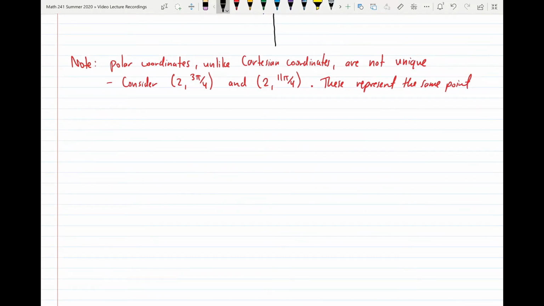So to see that, if we draw a plane, and I want to plot 3 pi over 4 first, I'm going to start at the origin and rotate 3 pi over 4, which should put me over here. And now I'm going to walk out 2 units, which should put me about here. So that's plotting the first ordered pair.